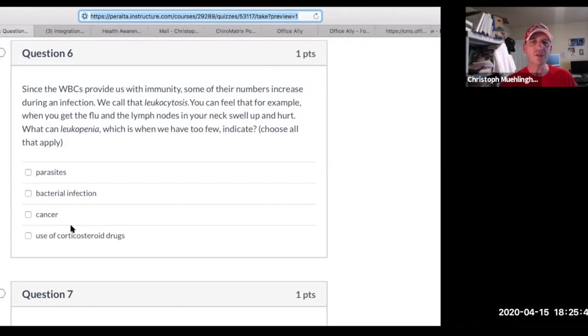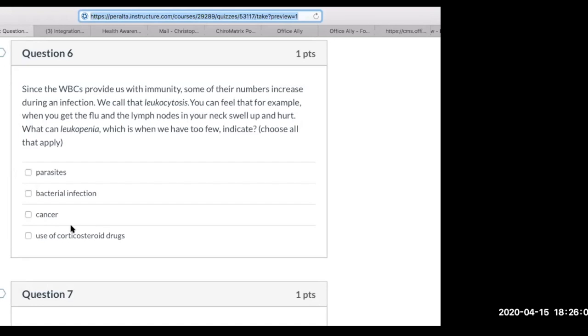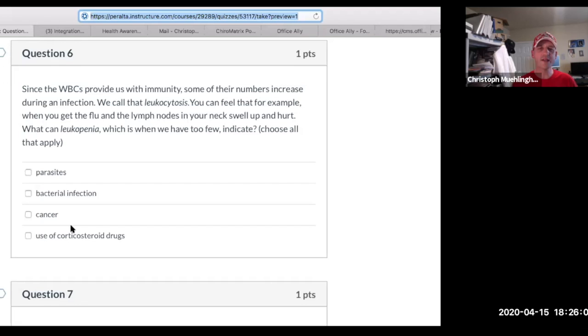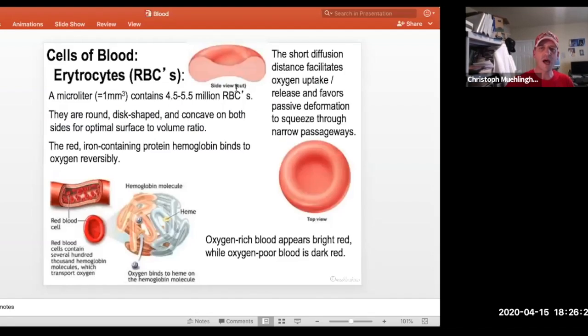Since the white blood cells provide us with immunity, some of their numbers increase during infection. We call that leukocytosis. You can feel that, for example, when you get the flu and the lymph nodes in your neck swell up and hurt. What can leukopenia, which is when we have too few of them, indicate? Alice: cancer and the use of drugs? Cancer and the use of, yes, the corticosteroid drugs. Very good. All right, so the name of those things is what I want to point out in this slide.